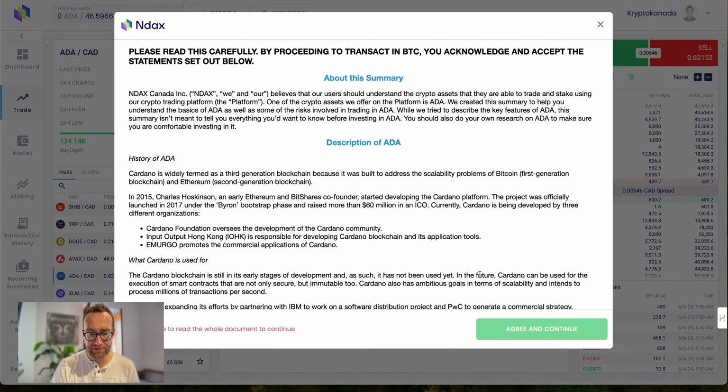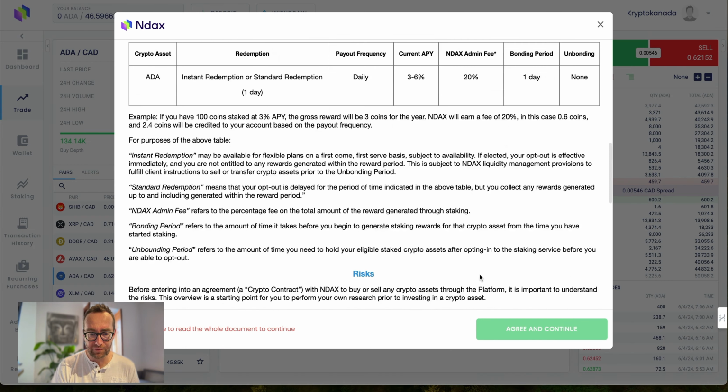Okay. So I'm just going to agree to this. Boom. So it's placed successfully. Now, that brings me to the next point. You can actually stake your Cardano. So they have staking, the staking tab right here.